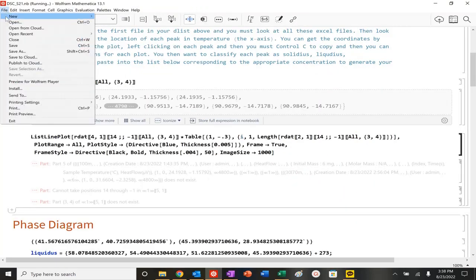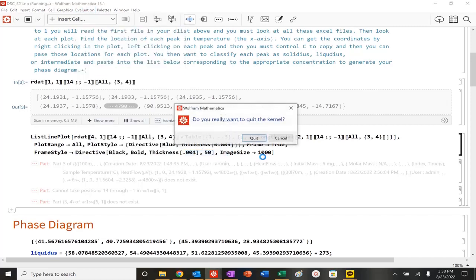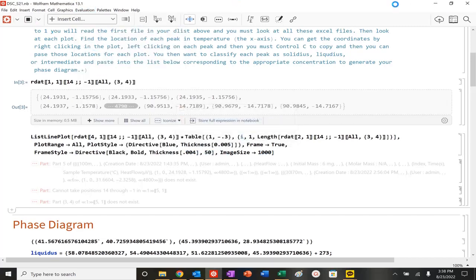Oops. I'm going to stop this. Quit the kernel. Oof. For some reason, it doesn't like it. Come on.